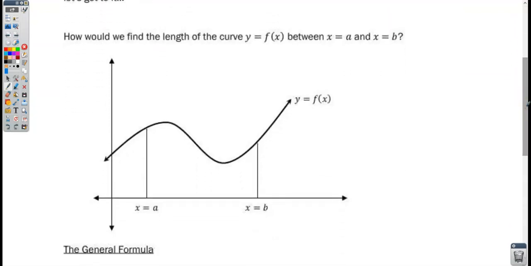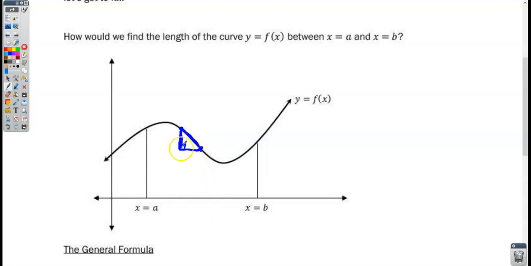So suppose we have this curve here, y equals f of x. How would we find the length of the curve y equals f of x between x equals a and x equals b? Well, what we'd like to do is take a small piece. And of course, I can only write so small on here, so I'm going to make it a little bit bigger for us to see what's going on. Suppose I'm finding the length of this piece right here. Now we can treat that length as the hypotenuse of a right triangle.